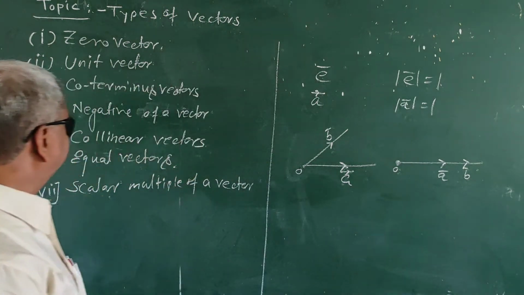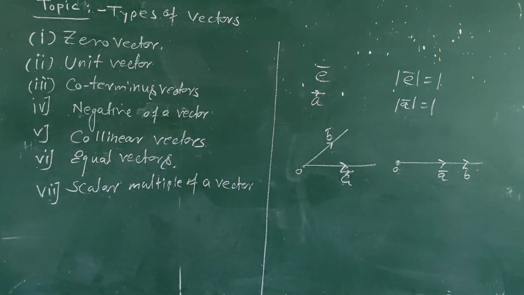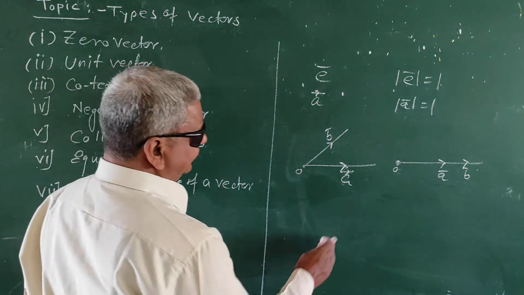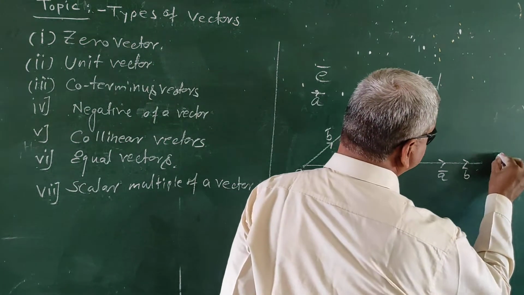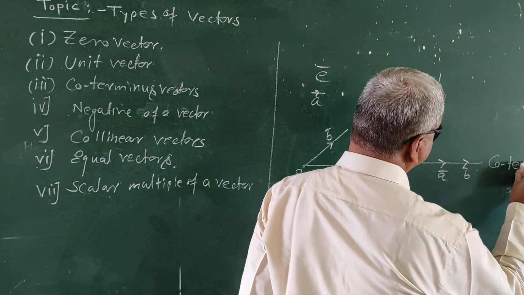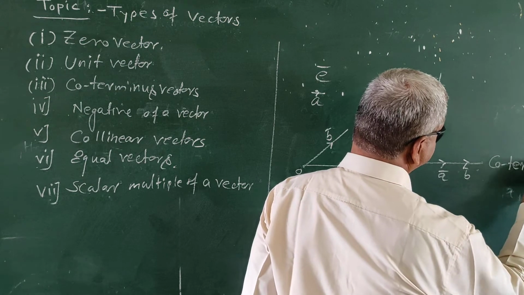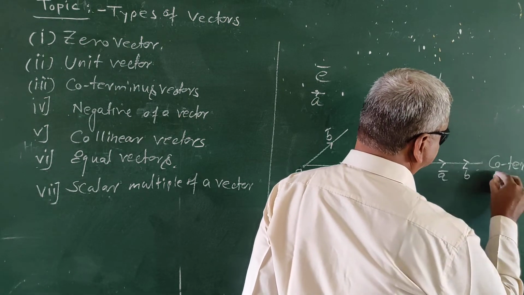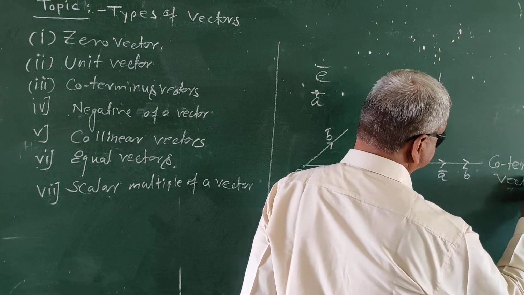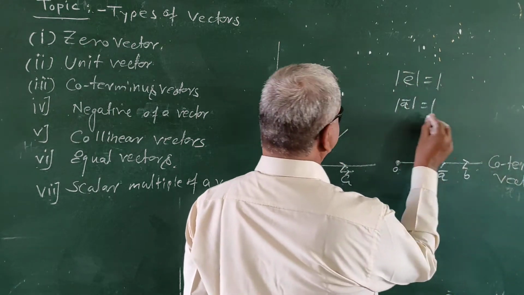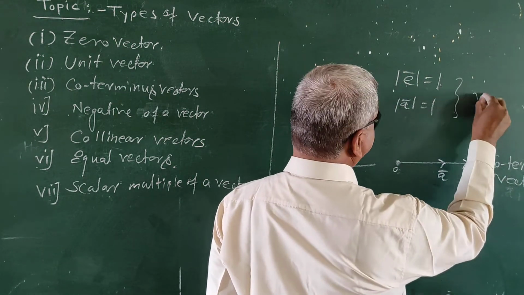Then we come to the negative of a vector. Coterminous vectors. These are the unit vectors.